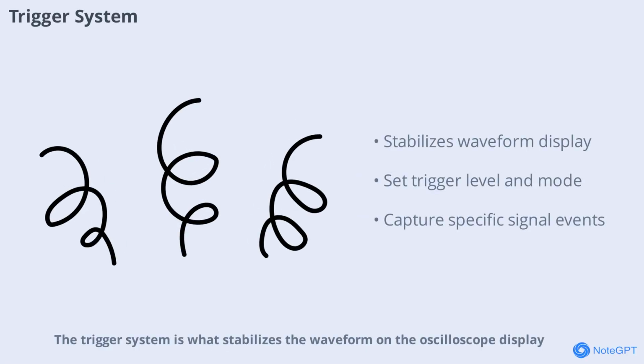The trigger system is what stabilizes the waveform on the oscilloscope display. Without proper triggering, waveforms would drift across the screen, making analysis difficult. By setting the trigger level and mode, you can lock onto specific events, such as a rising edge or a particular voltage threshold. This feature is vital for capturing and analyzing repetitive or rare signal events with precision.